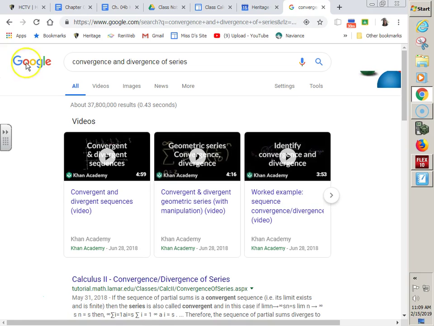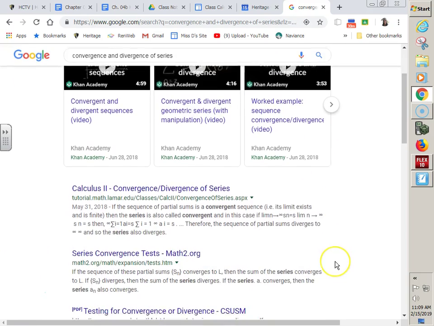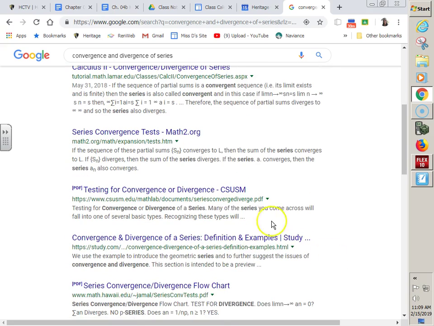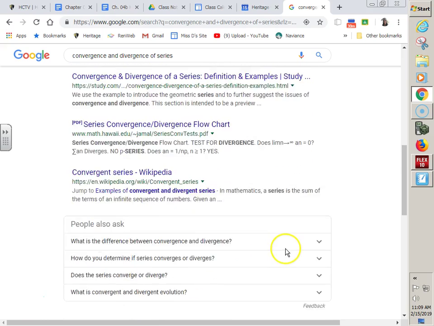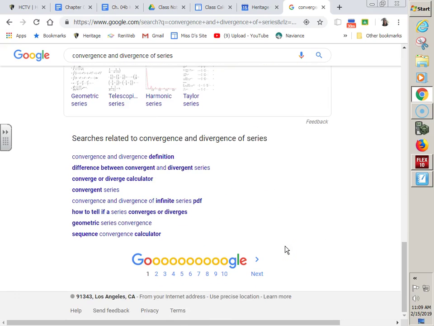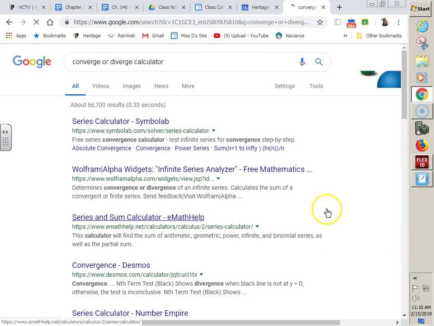What? And there's tons of Khan Academy videos? There's the tests. There's a flow chart. Well, Wolfram was the one I was thinking of. Converge or diverge calculator. Look at that. Someone's series calculator, Symbolab. Or there's Wolfram Alpha Widgets Infinite Series Analyzer. Or there's a series and sum calculator. Or there's... Okay. Do you have resources to see whether or not your analysis was correct?